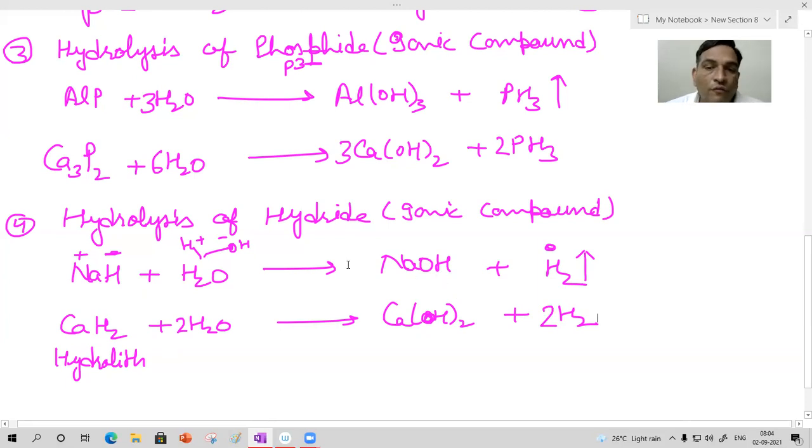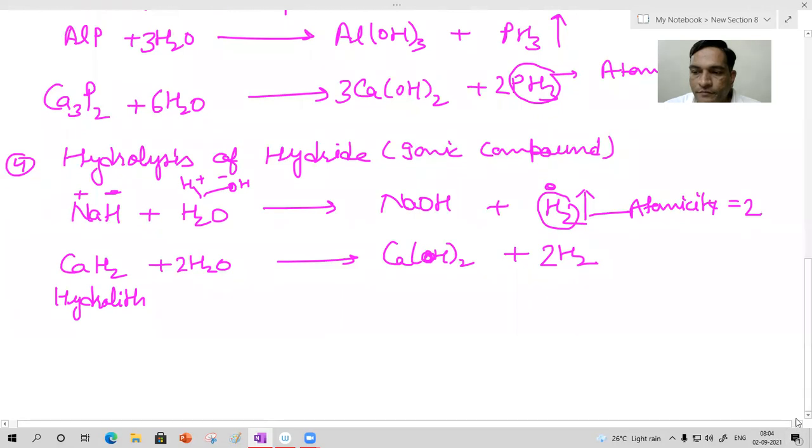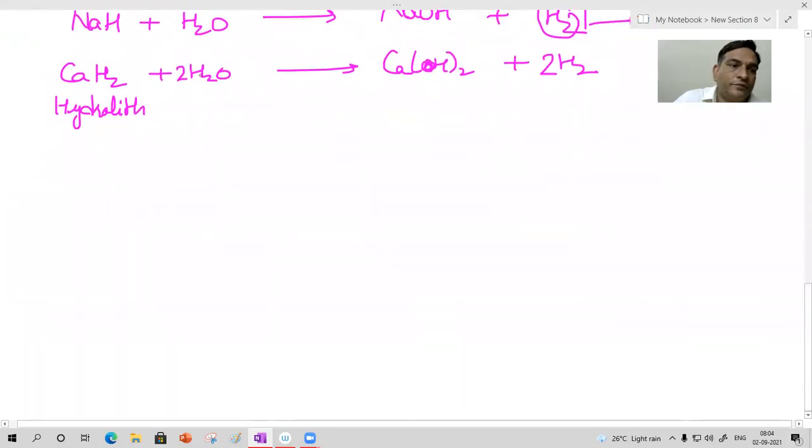The question comes about which type of gases are released. And question can be asked about their atomicity also. What is the atomicity of phosphine? 4. What is the atomicity of hydrogen? 2. And the characteristics of the gas, like phosphine is a poisonous gas. Yes. Hydrogen is a combustible gas. Yes. So these types of questions come.